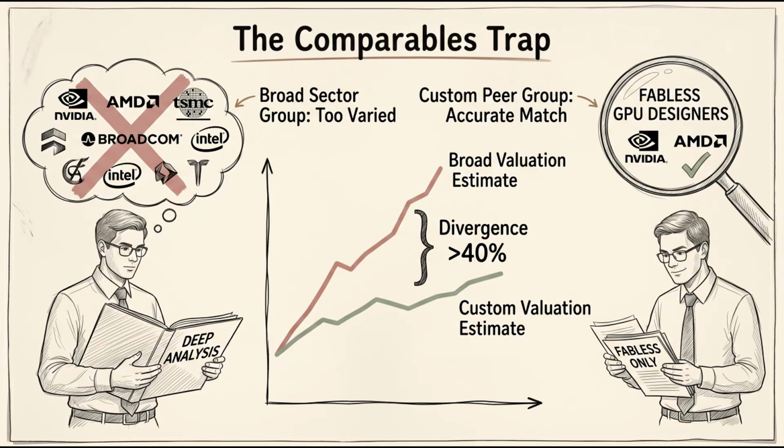Let's start with a cautionary tale. Imagine two analysts trying to value a semiconductor stock. The first analyst builds a peer group of 10 chip companies, tossing both Nvidia and Intel into the same bucket. The second analyst, however, is much more selective, building a custom peer group consisting only of fabless GPU designers. Their final fair value estimates end up diverging by more than 40%.